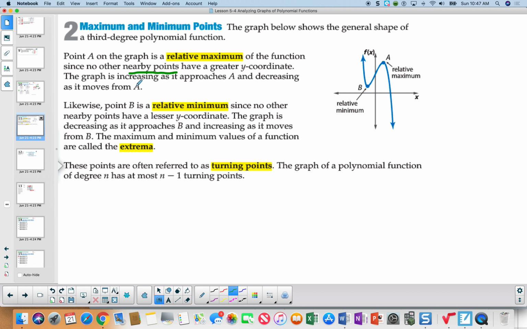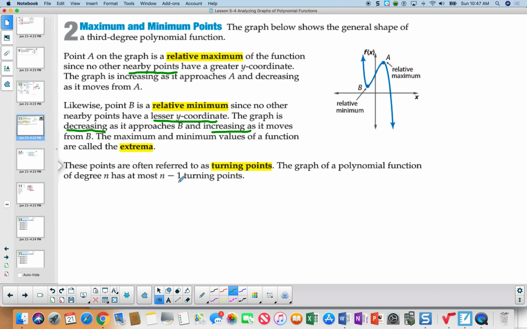And the graph is usually increasing as it approaches A and decreasing as it moves away from A. Now relative minimum, like this, it means that in the neighborhood it's the lesser y value around nearby, which means it will be decreasing as it approaches B and then increasing as it moves away. And these are called extrema. These points are often referred to as turning points.